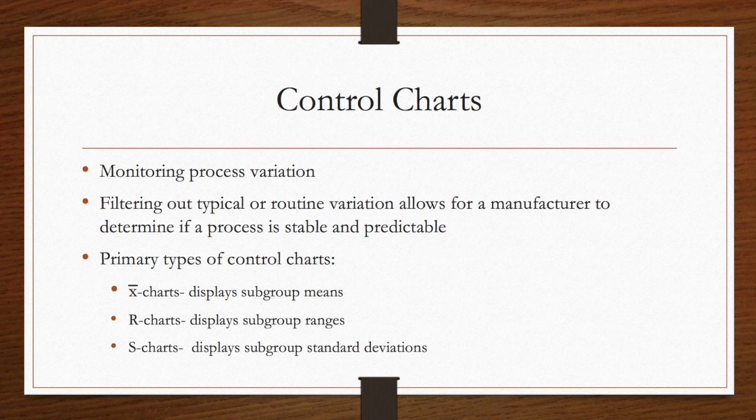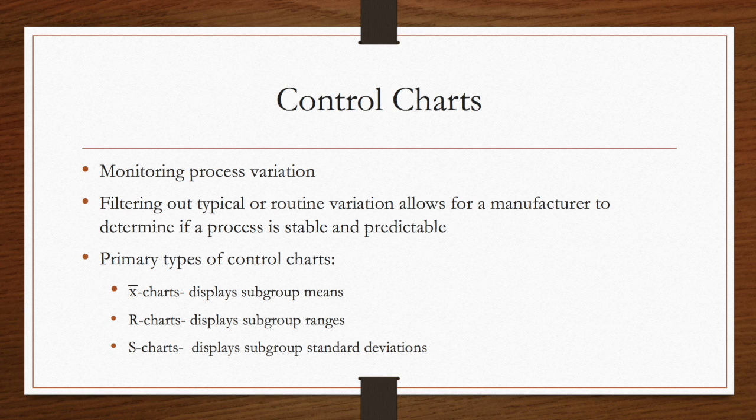The purpose of a control chart is to monitor process variation. By monitoring using control charts, we are able to filter out typical or routine variation, allowing the manufacturer to determine if a process is stable and predictable. A routine variation may consist of humidity and minor machine maintenance needs.